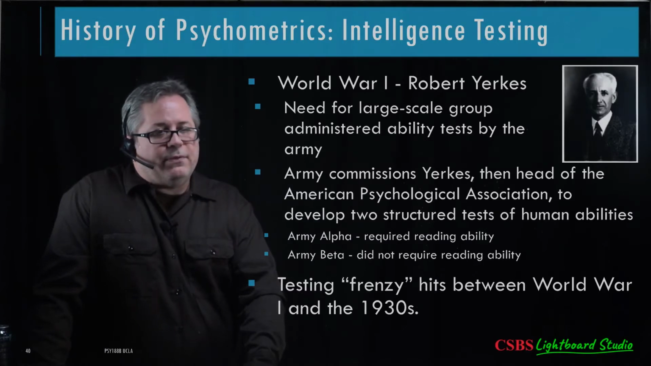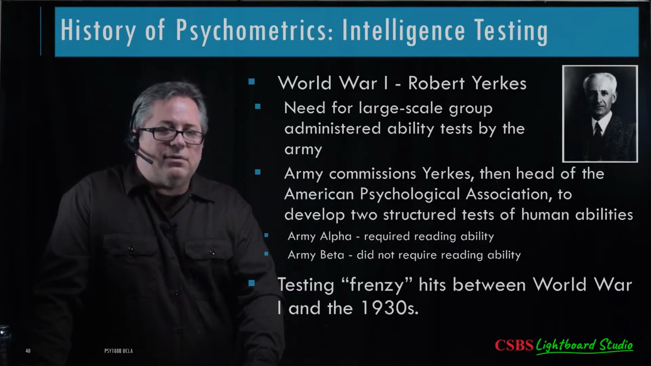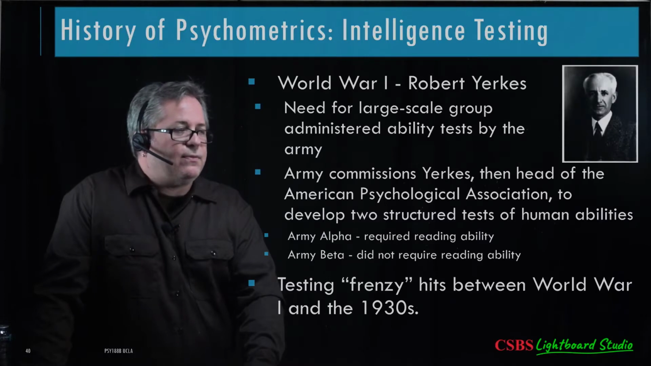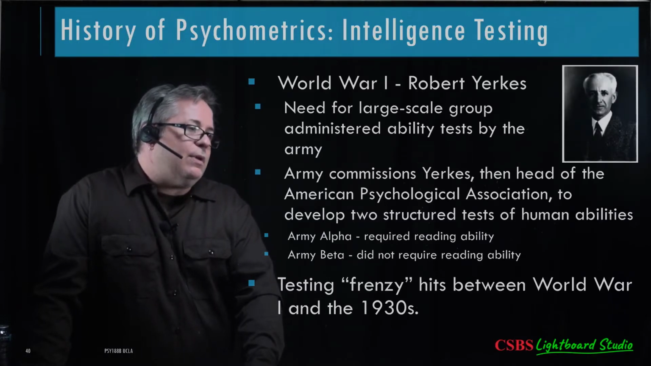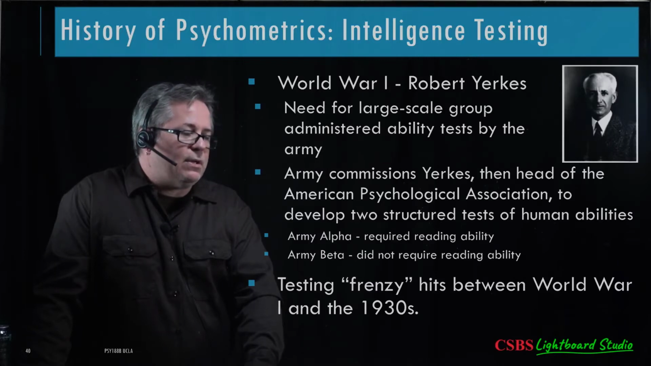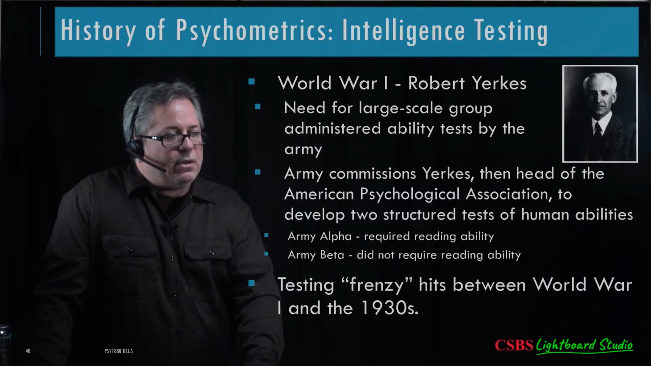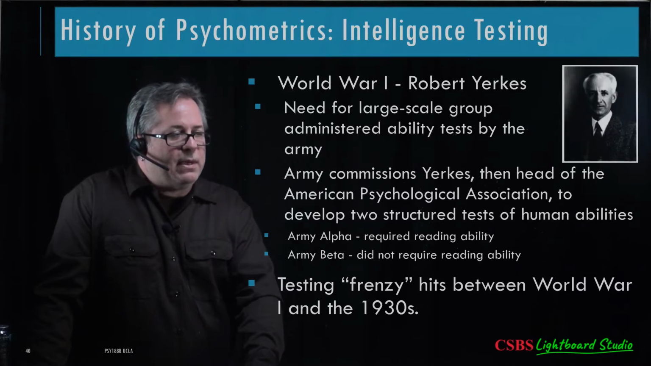They needed to figure out a way to do large-scale group-administered tests for the Army. So they commissioned this guy Yerkes. He was the head of the American Psychological Association, to develop two structured tests of ability: the Army Alpha and Army Beta. The difference there was that one required reading, the other one did not.